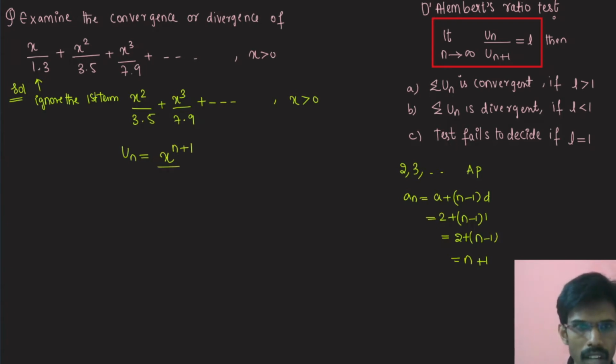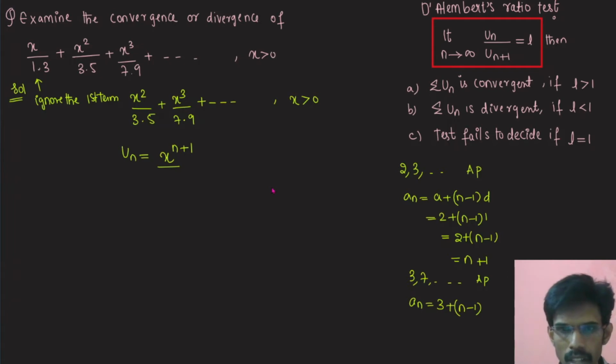Now in the denominator, we have first term 3, 7 and so on. Those terms are also in arithmetic progression. Its general term will be 3 plus n minus 1 into the common difference, which is 7 minus 3, that is 4. So we have 3 plus 4n minus 4, which will be 4n minus 1.